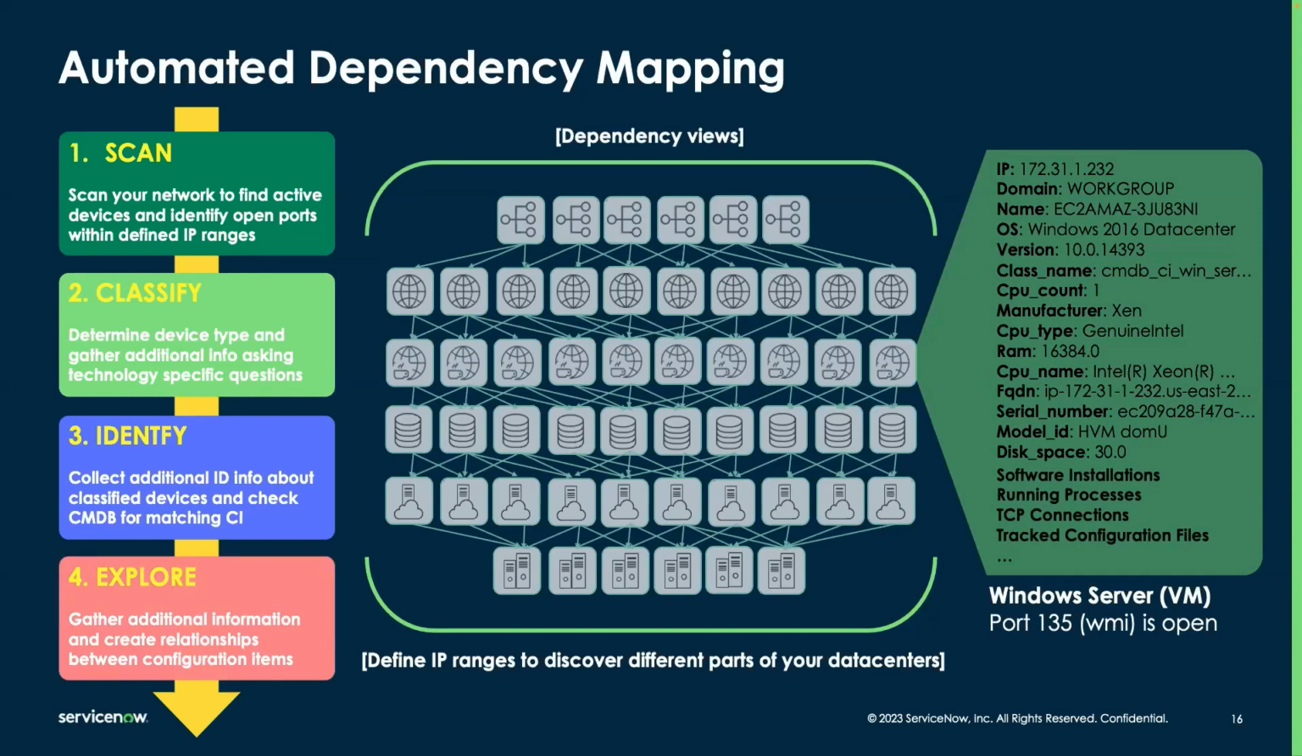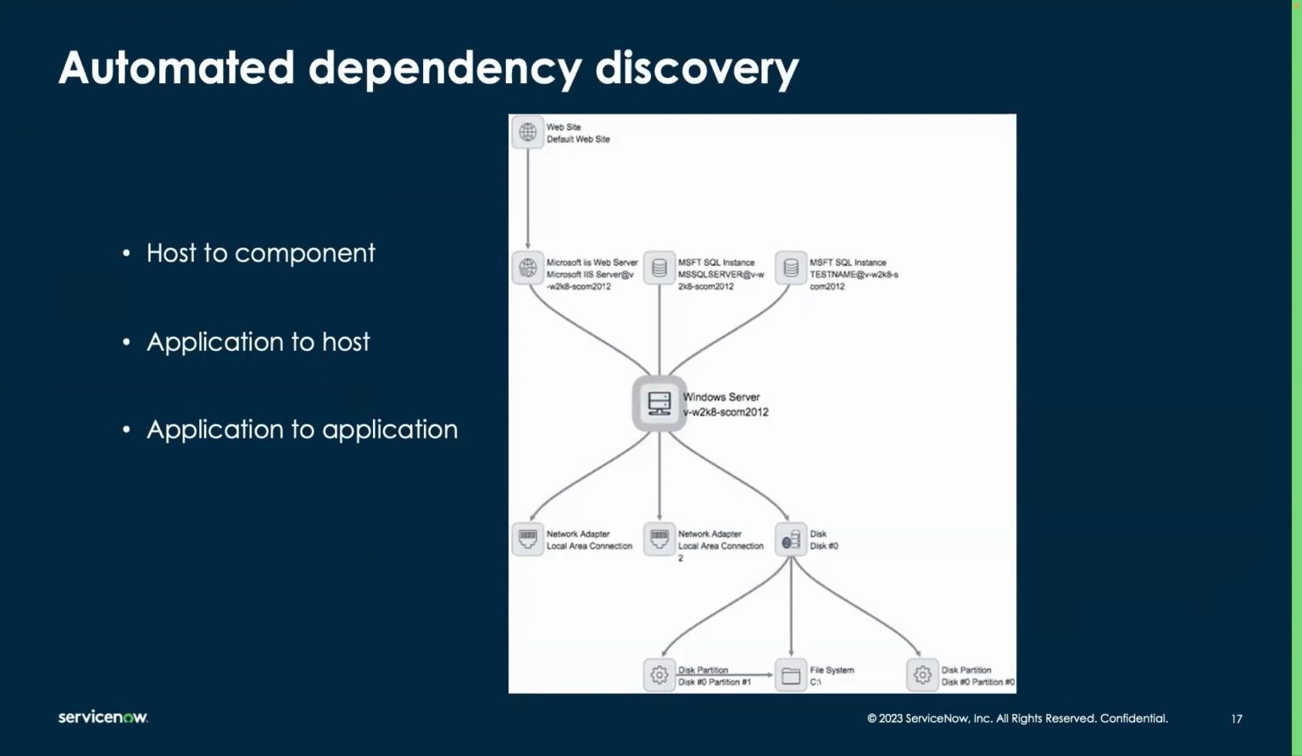So on the left, you saw the process. On the right, you saw all the different things that are collected at each step. And in the middle, you see that we have that mesh, right? We can understand which components are talking to each other because of that automated dependency mapping. And here's what that looks like in ServiceNow. We do host to component, which you see here, the Windows server, and all the components that are part of that Windows server. We see application to host. So we have this IIS server, we have the SQL server, right? And then we see application. We have this website to this IIS server.